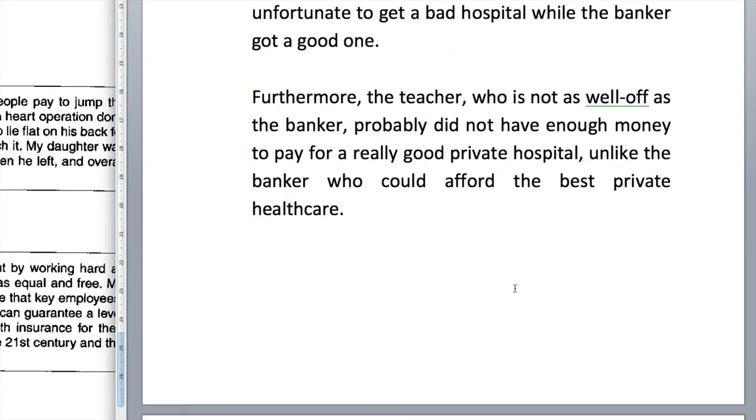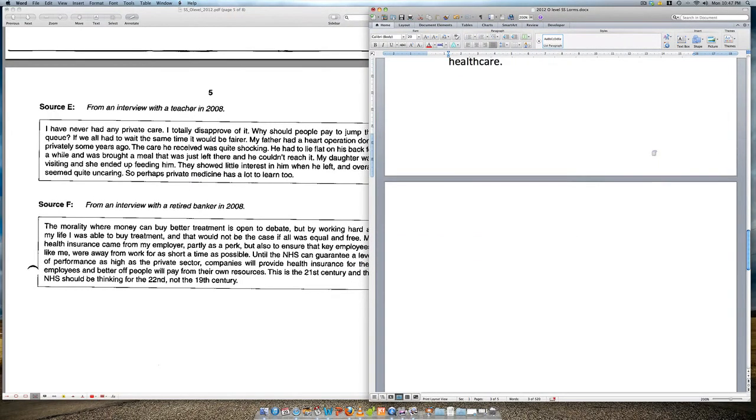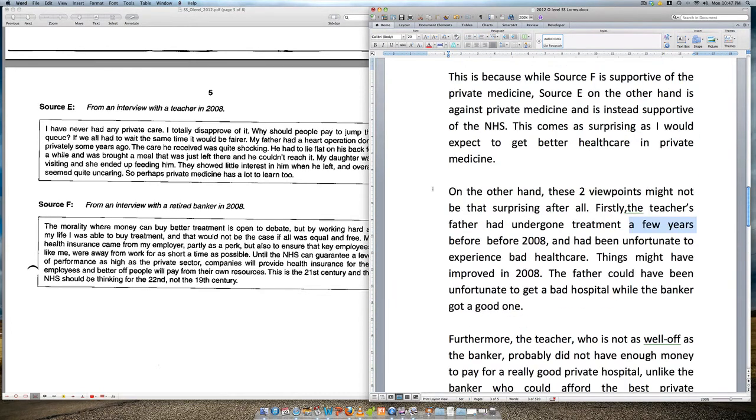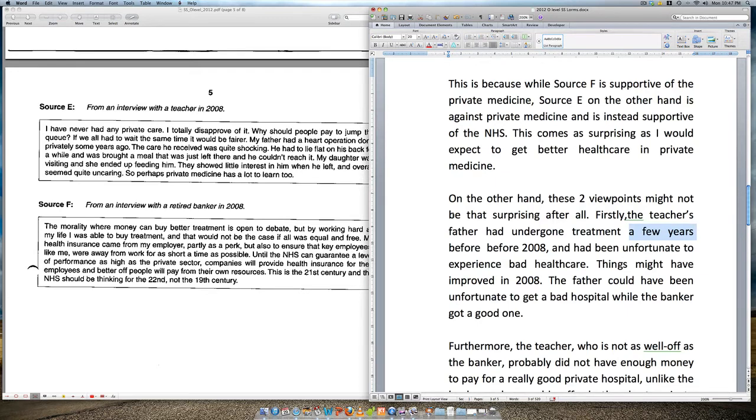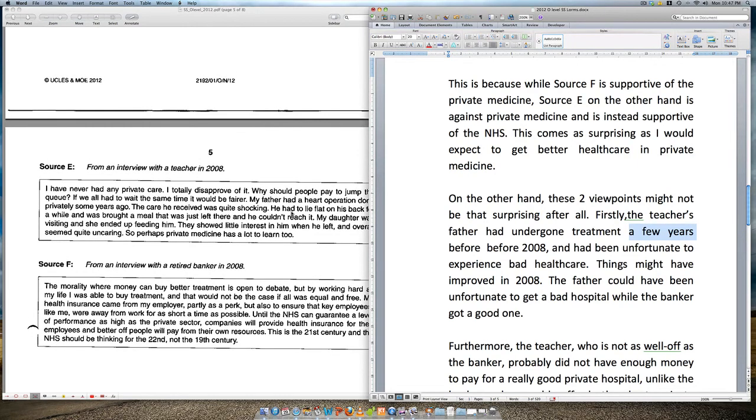Now, I mentioned about putting yourselves in the shoes. In source E, it was a teacher. So, comparing a teacher and a banker, obviously, the banker would be more well off and have more benefits than teachers. So, perhaps the teacher was not able to buy the best private healthcare that was around, and he got only the lousier kind of private healthcare, unlike the banker, who, because he had a lot of money, was able to afford the best private healthcare possible. Because of this, it is not that surprising after all. Because they are from different walks of life, they had different experiences which would lead them to different opinions about private healthcare.